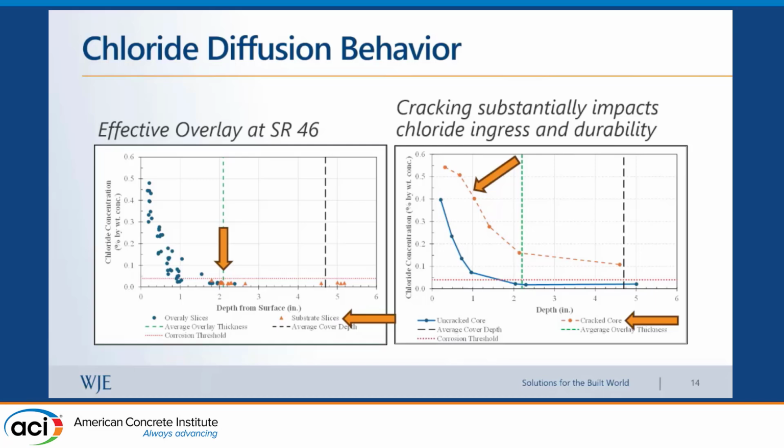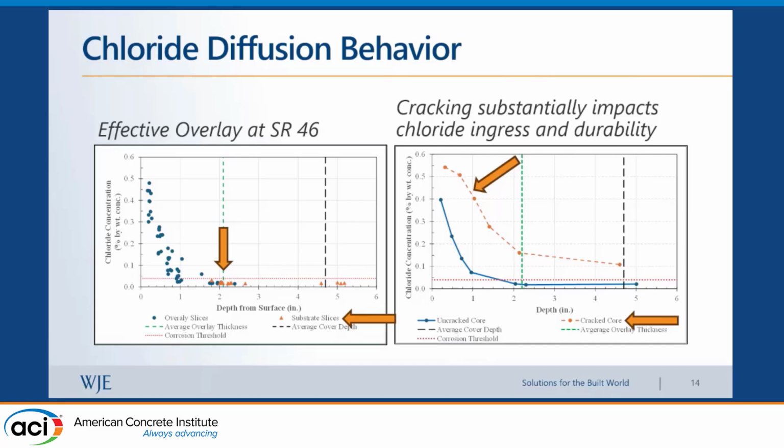And as you can see here in the curve in orange, this is a cracked core. The chloride concentrations were much higher compared to uncracked locations. So those are two locations actually adjacent to each other. One of them is at a crack and the other one is uncracked.